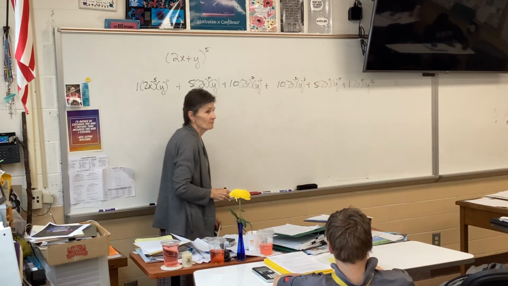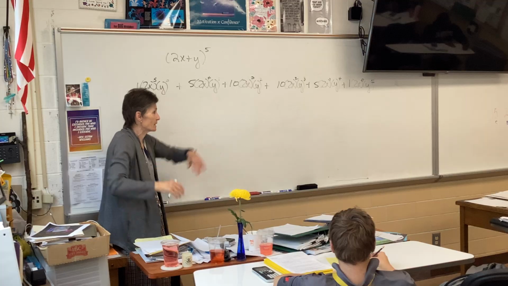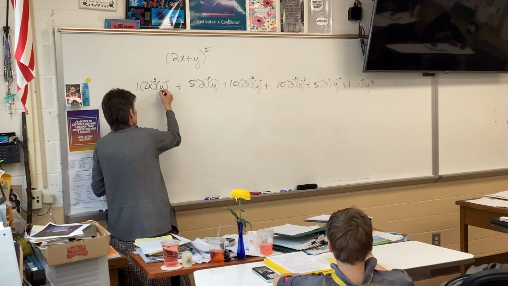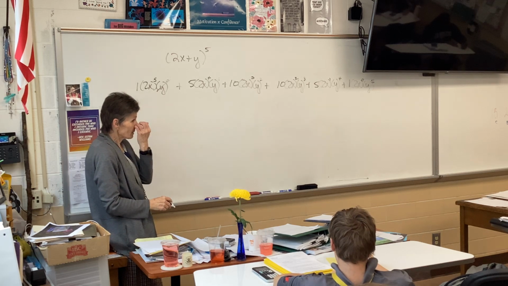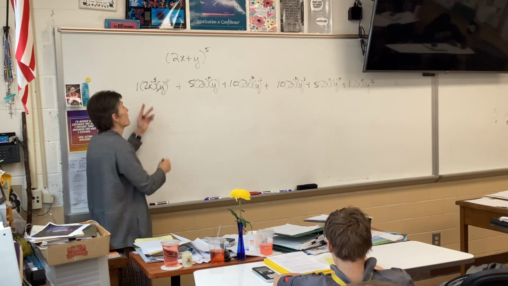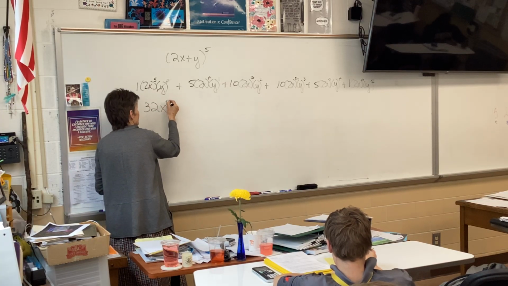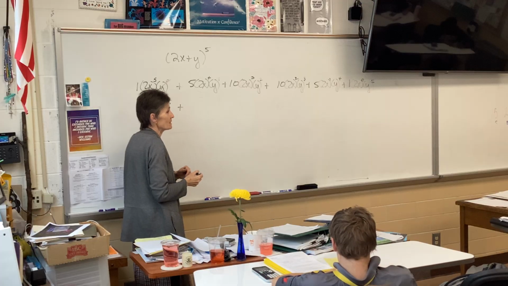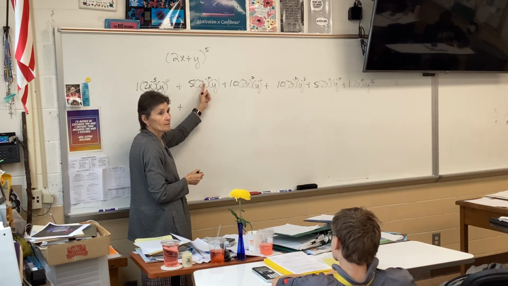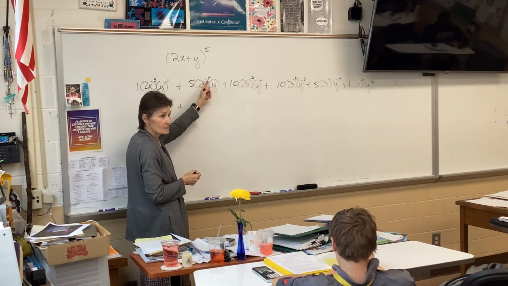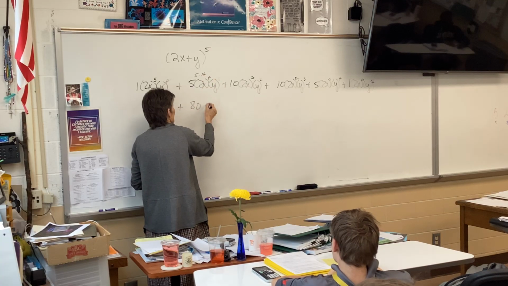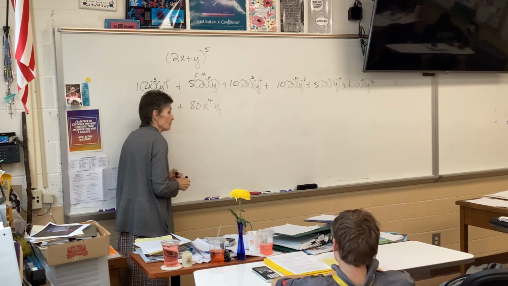And just like we simplified the last one, where you got that good big giant number, we have to simplify these, so these will be a lot easier. Anything to the 0 is 1, so we're not going to let it bother us. First term is 32x to the 5th. Watch it on the second term. This is going to be 5 times 16, so it's going to be 80 x to the 4th y.